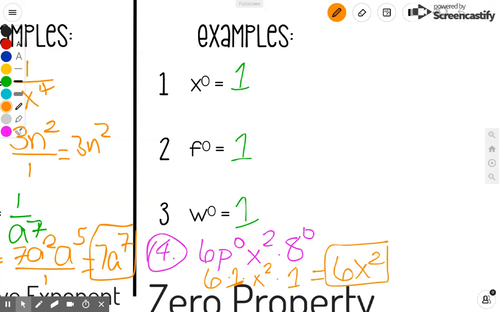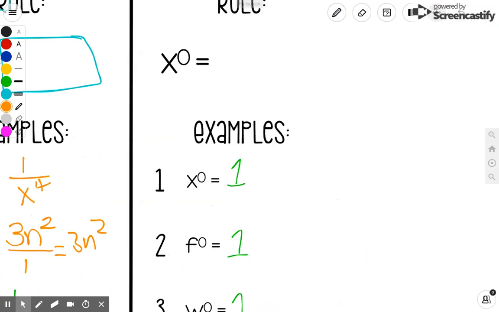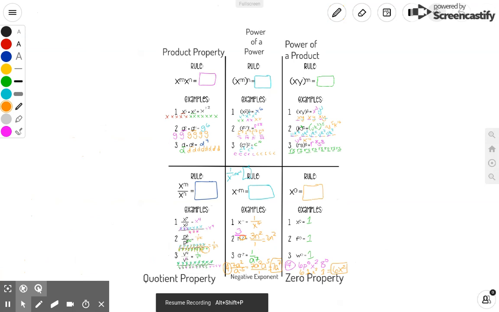Go ahead and make a shortcut, which I kind of already told you what the shortcut is, when it's x to the 0 power. Congratulations, you just learned about the exponent properties and you are ready to try some problems on your own. Go ahead and glue this foldable in your OMG and ask for the practice page.